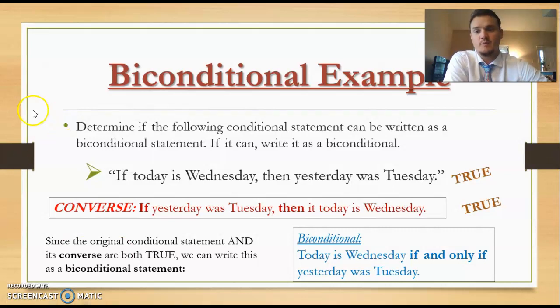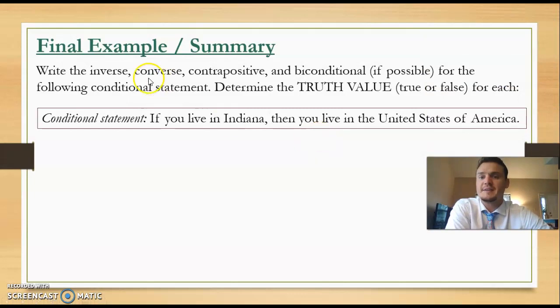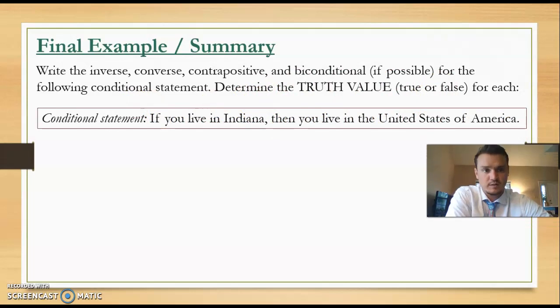All right, and then one final example. This is just more of a summary. If you skip the rest of the video up until now, maybe you might be able to get all of this kind of down. So what we're going to do is write the inverse, converse, contrapositive, and see if we can write the biconditional for the following conditional statement. And we're going to determine the truth value of it as well for each one.